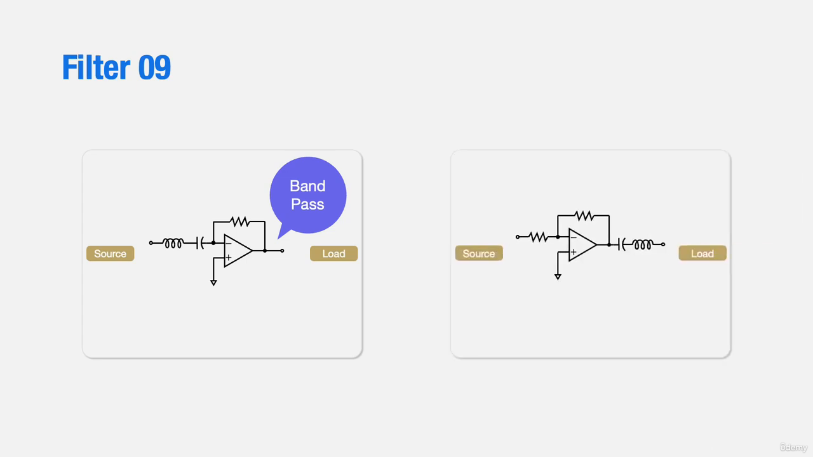If we add a series LC to the output path of the circuit on the right, what type of filter does it become? This configuration functions as a bandpass filter since the output path acts as a short circuit at its resonant frequency.